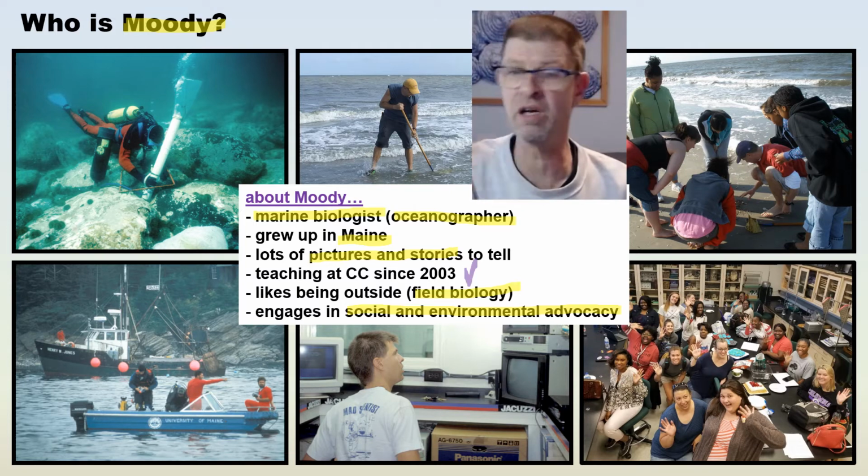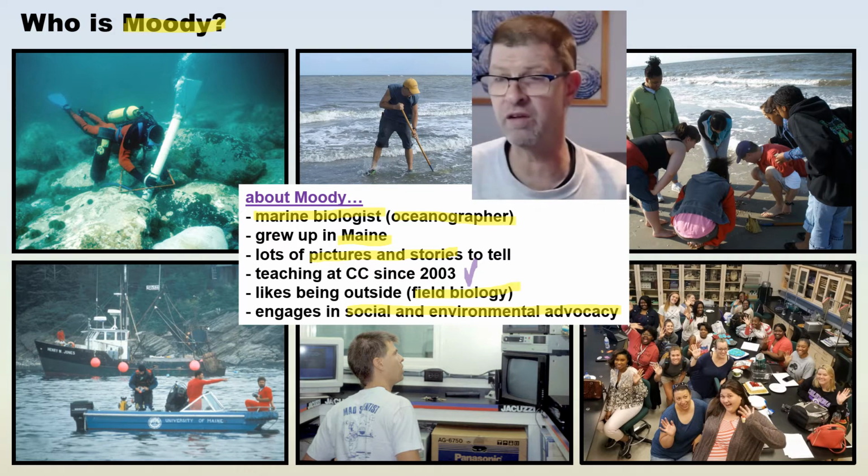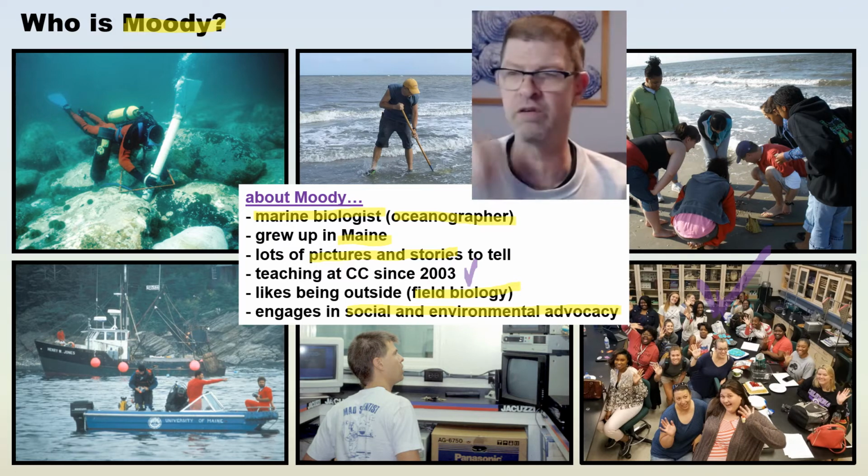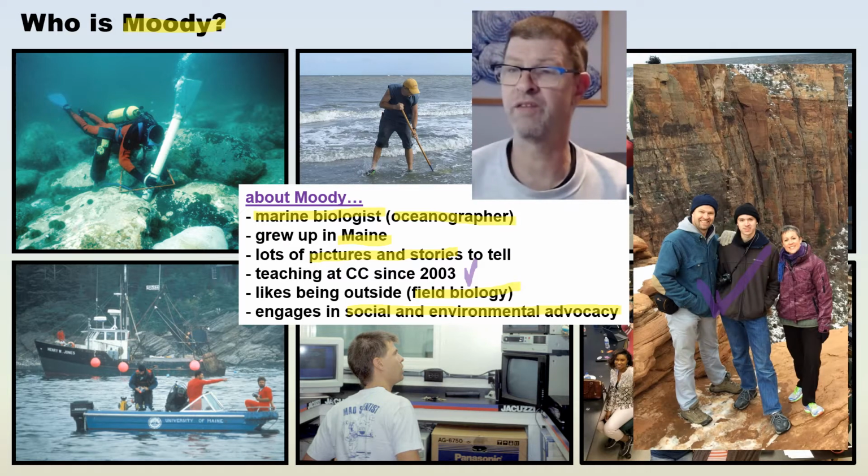These pictures here show me doing things out in the field, plus a bonus picture of me in my lab with a whole bunch of students. And this could be you. And of course, I also have a family. Dr. Tamara Burke is my wife. She also works here at Columbia College. And this is my son, Roscoe. And that's enough about me.